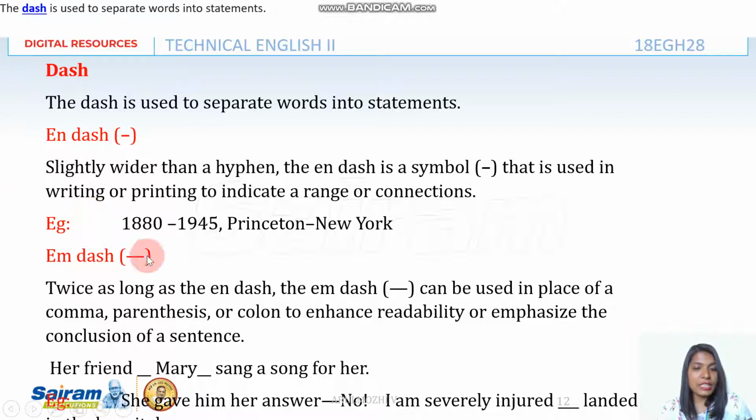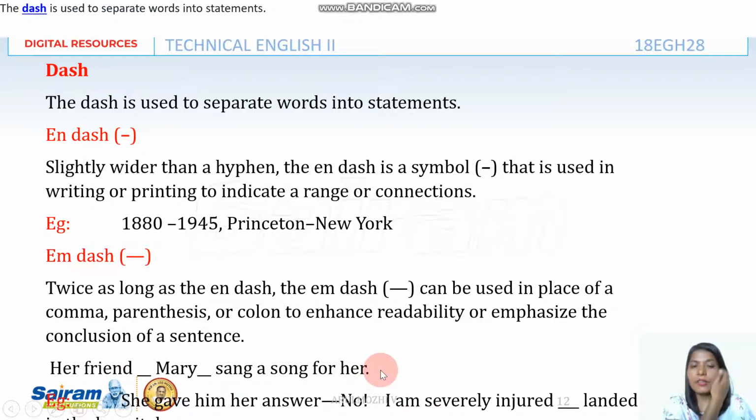And then the m dash. What is this m dash? It's a longer dash than the n dash and the hyphen. What is the meaning of this m dash? There is a close relativity between the m dash and parentheses, that is, curved brackets, and then comma and a colon. Take for example, her friend Mary sang a song for her.